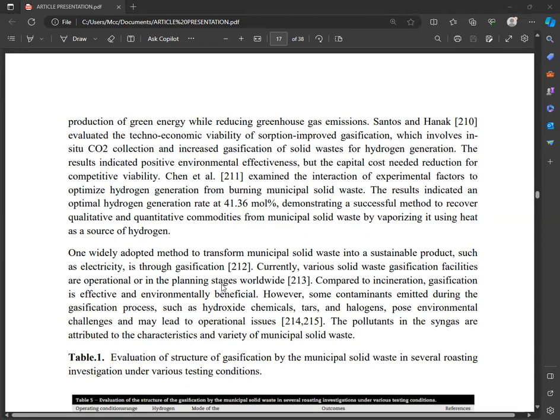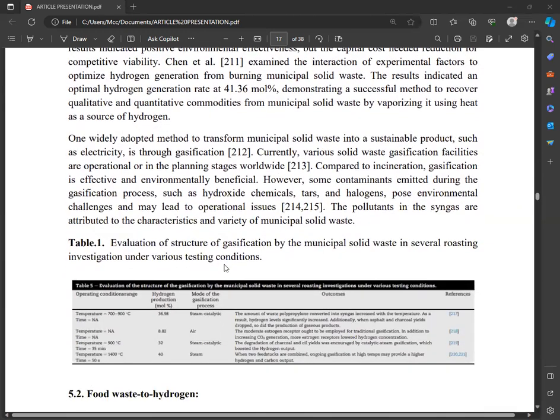Compared to incineration, gasification is effective and environment friendly. However, some contaminants emitted during the gasification process, such as hydroxide, chemicals, tar, halogens, etc., pose environmental challenges and may lead to operational issues.